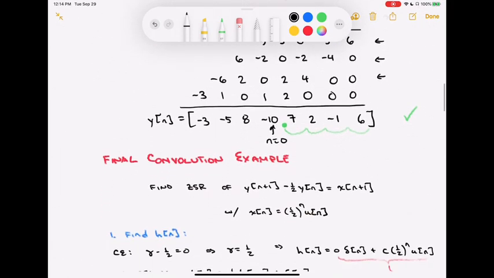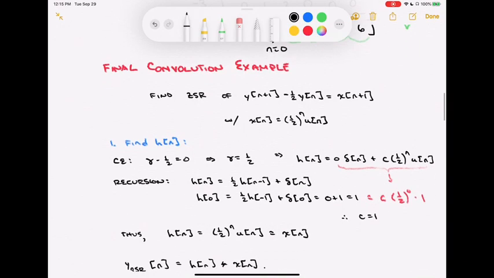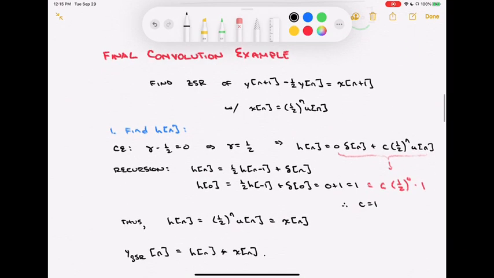Let's do one final convolution example. There's a couple of reasons I'd like to do this. I've already pre-written a lot of this. We're going to find the zero state response for a system that's described by the constant coefficient linear difference equation given here: y of n plus 1 minus a half y of n is equal to x of n plus 1.